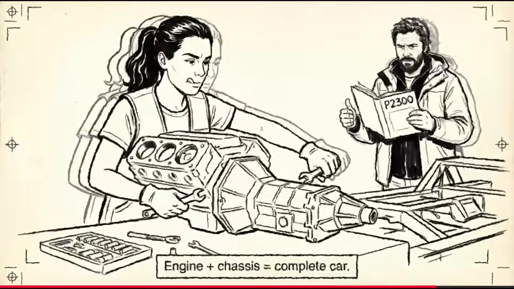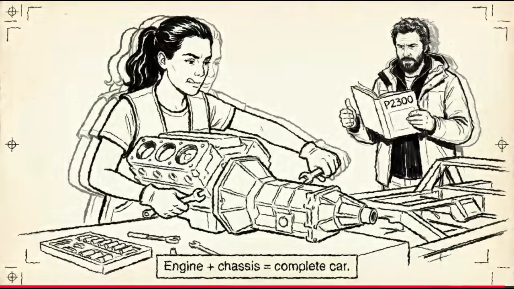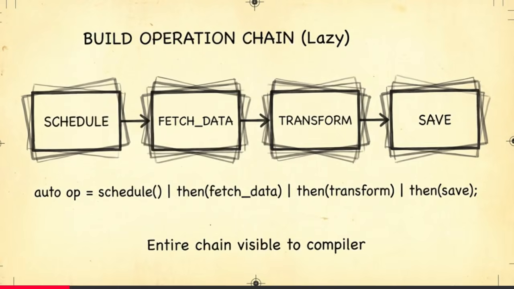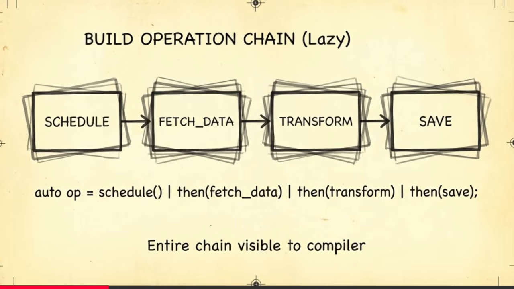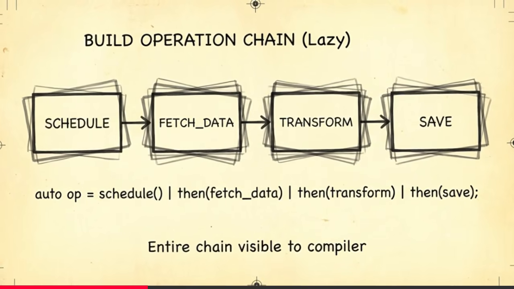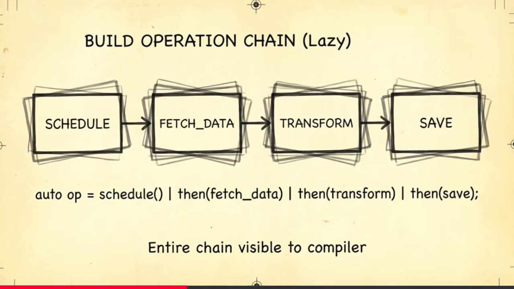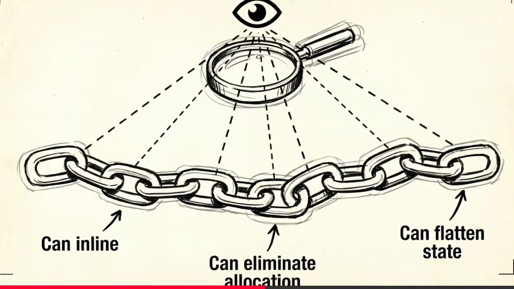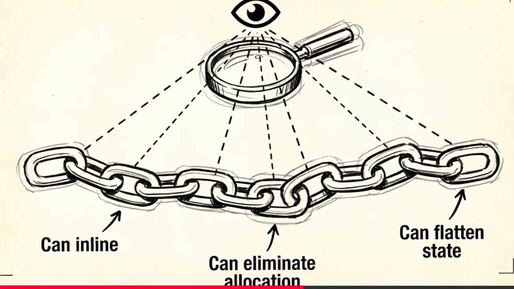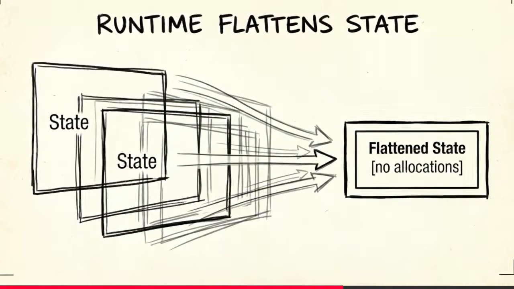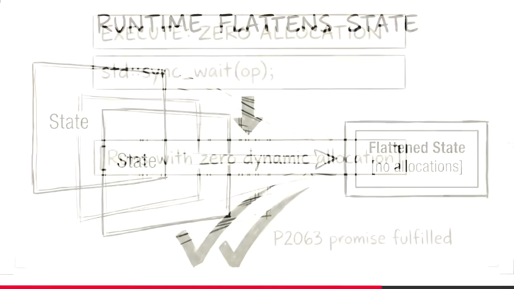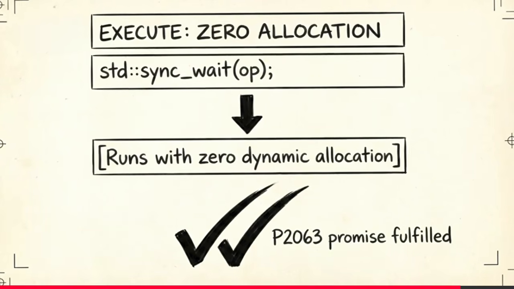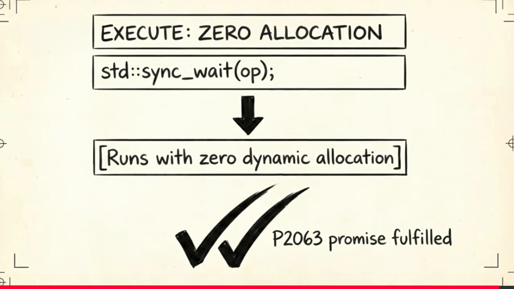And how does that solve the allocation problem we talked about, the Google complaint? The sender-receiver model is designed to be lazily constructed. You build up the entire operation chain, do this, then this, then this, before you actually start it. Because the whole chain is visible to the compiler before execution, the runtime can often flatten the state. So it can remove the need for dynamic allocation? Often, yes. It fulfills the original promise of P10063, structured zero allocation concurrency, but it builds on top of the C++20 mechanics instead of replacing them.